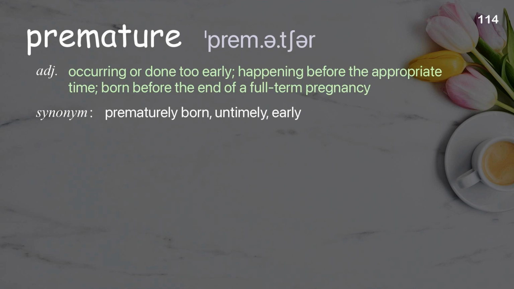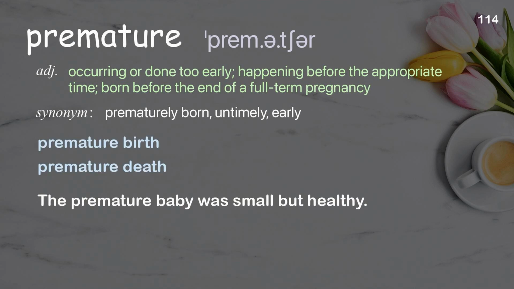Premature. Occurring or done too early; happening before the appropriate time; born before the end of a full-term pregnancy. Examples: Premature birth. Premature death. The premature baby was small but healthy.